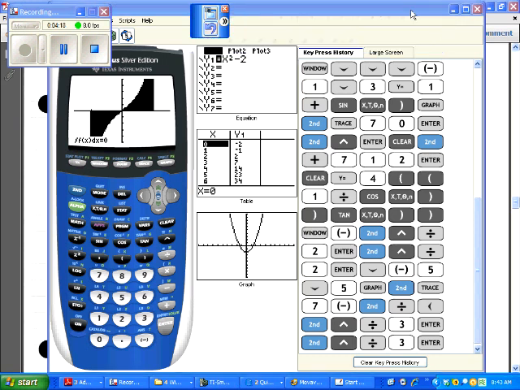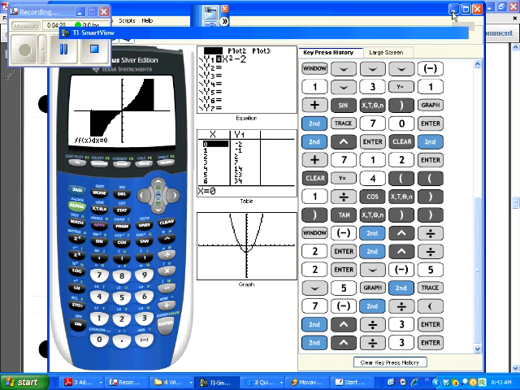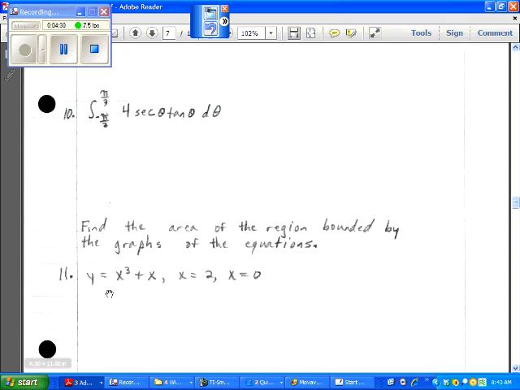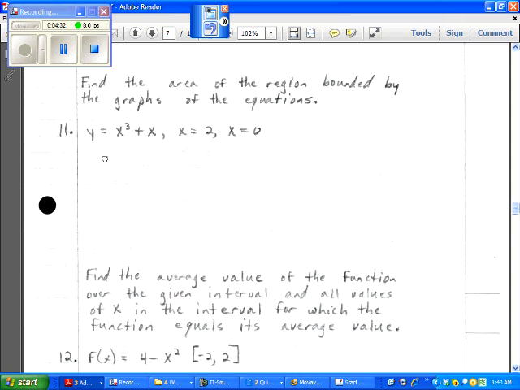Okay, it's kind of good to validate. It's amazing that the calculator can give you the answer, but we still want to be able to manipulate these things on paper. It gives us an understanding of the system and how it works. All right, so let's move into number 11. It says find the area of the region bounded by the graphs of these 3 equations.